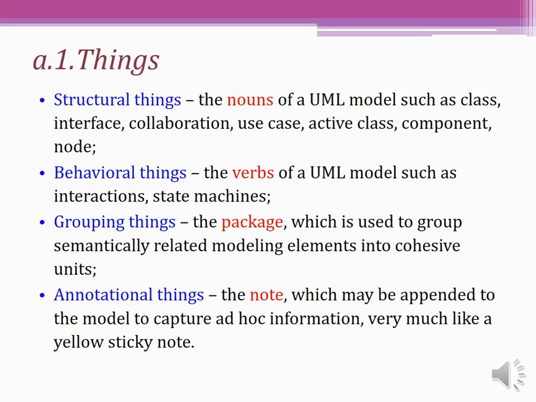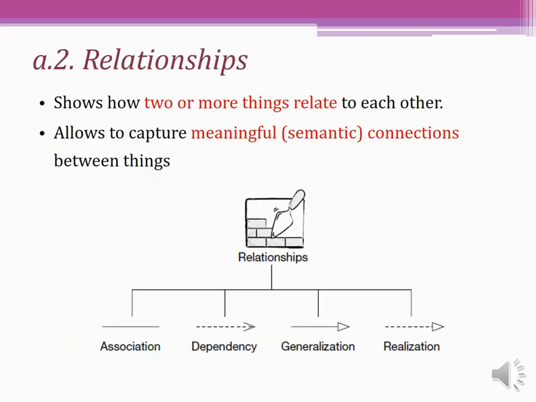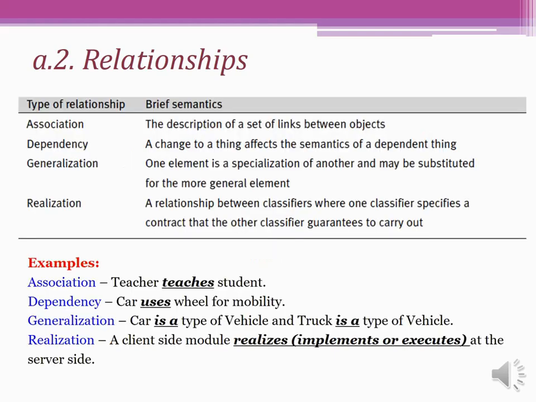Things represent the various modeling elements used in UML. These include structural things like classes and interfaces, behavioral things like interaction and state machines, grouping things such as packages and annotational elements like notes. Relationships define how different modeling elements are connected together. Common relationships include association, dependency, generalization and realization.